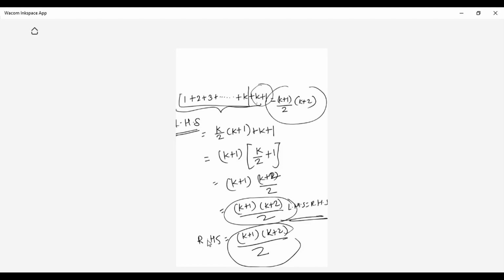So in the next lecture, we will be moving to the next level of complexity. This is the simple problem; to the next advanced level, we will move to solve problems based on mathematical induction.